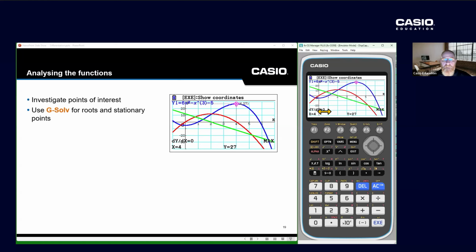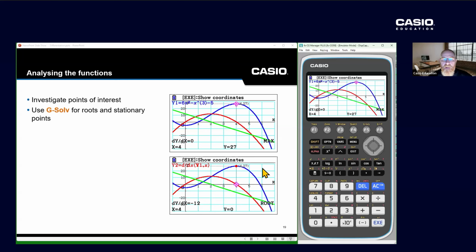It's a maximum. Okay. As we saw before, you could trace a point from your position function to the velocity function, and it would have the root at x equals 4. So again, confirming the relationship. So just to demonstrate that, we could then do the root of a function. Let's scroll down to the red velocity function.